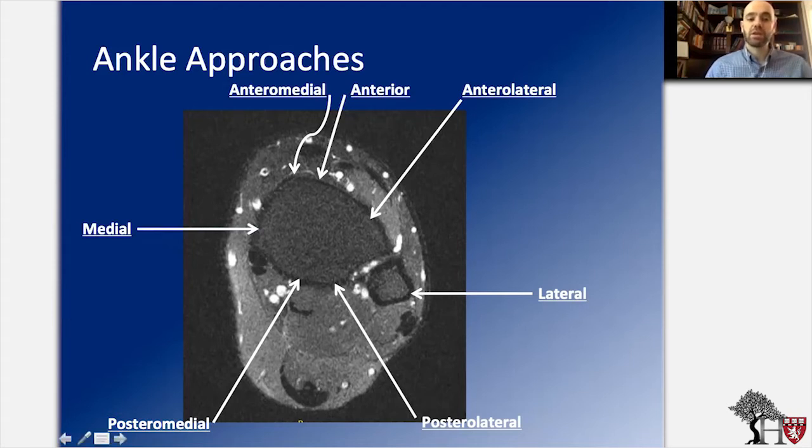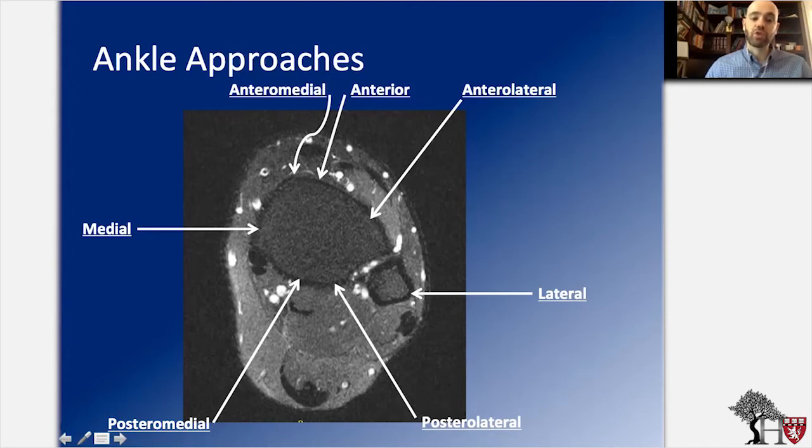I'll go clockwise. This is the anterior medial approach, if I need to get to the anterior medial aspect of the ankle. The anatomy you're working around, this black structure right here, is the tibialis anterior tendon. You're actually working around it. The reason that's an internervous plane is that the front compartment of the leg is innervated by the deep peroneal nerve, whereas the posterior one is innervated by the tibial nerve.